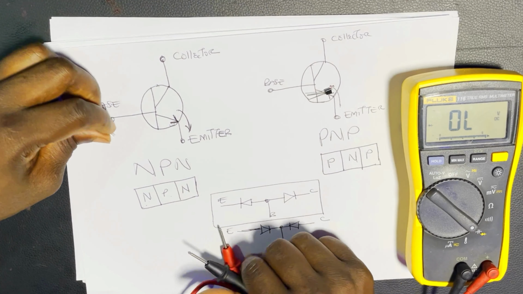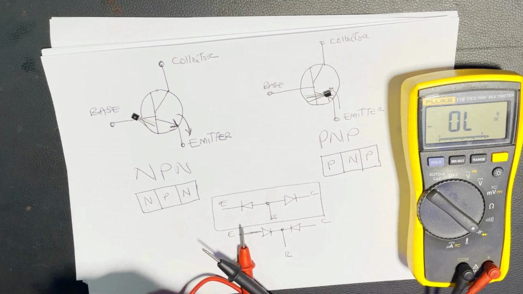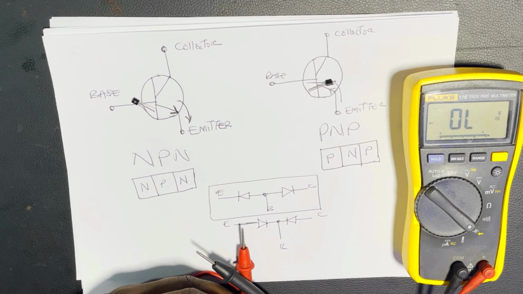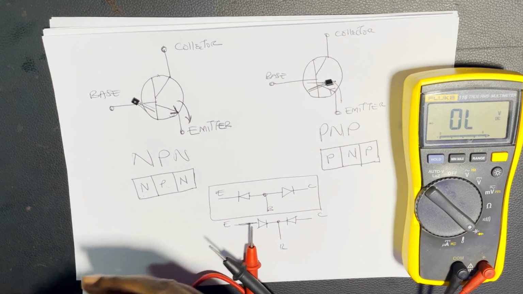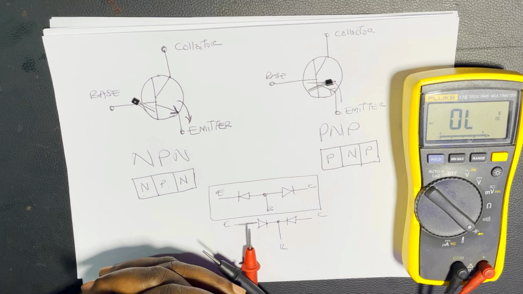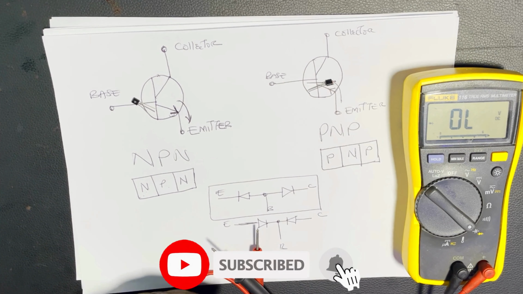So that's all about the difference in terms of symbol and in terms of measurement characteristics. NPN and PNP transistors are different, so they are used in different applications depending on what you want to construct.